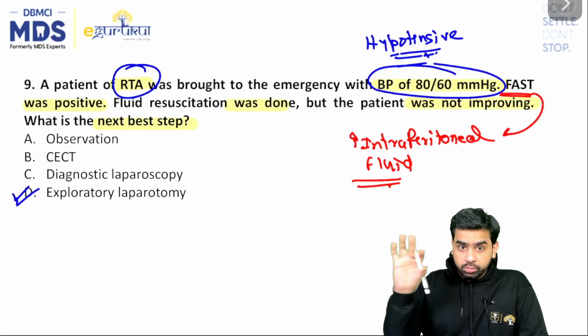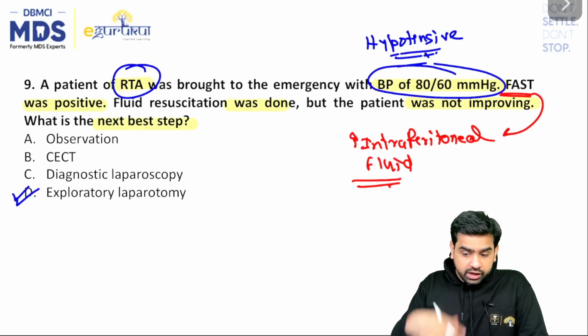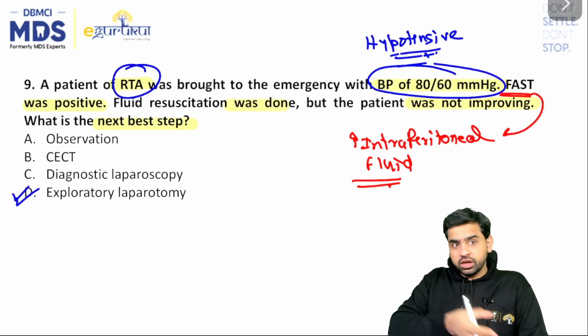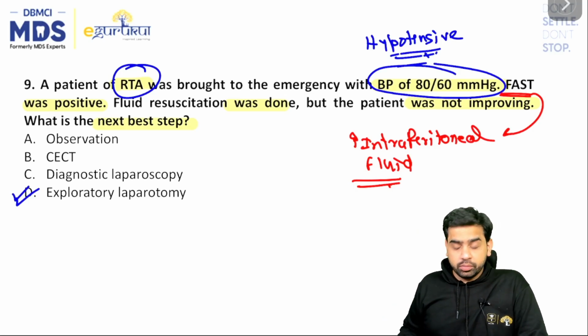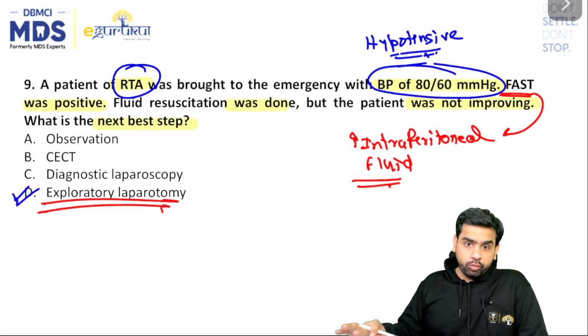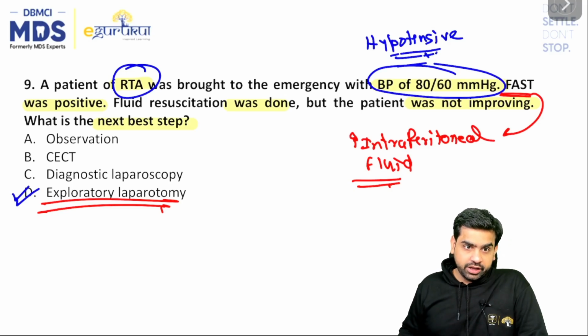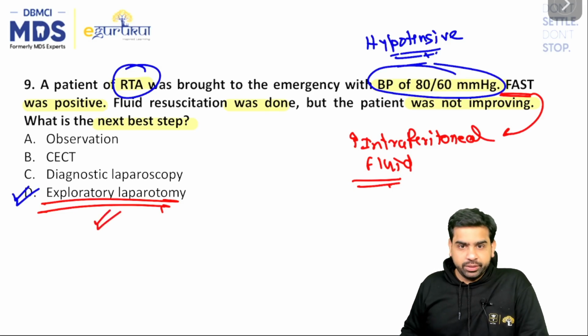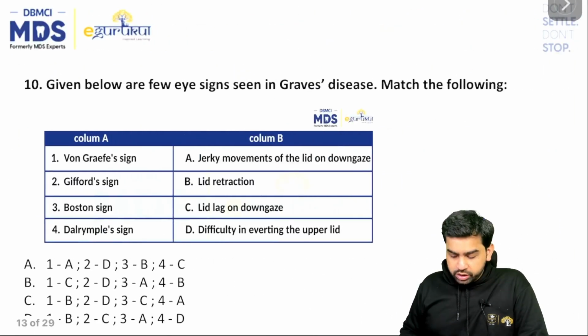Because there is a significant intra-abdominal injury, you have to perform an exploratory laparotomy, because even after resuscitation the hemodynamic status of this patient did not improve. You have to open the abdomen, explore it, and repair whatever the problem is. I hope you are able to appreciate it. What is the diagnosis over here? You have to perform an exploratory laparotomy in these patients. I hope you have understood this point.